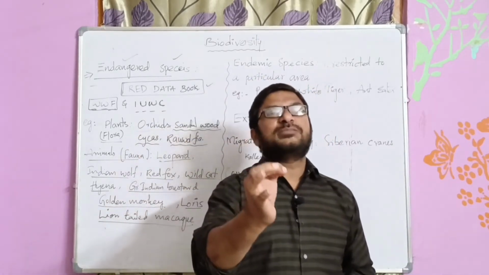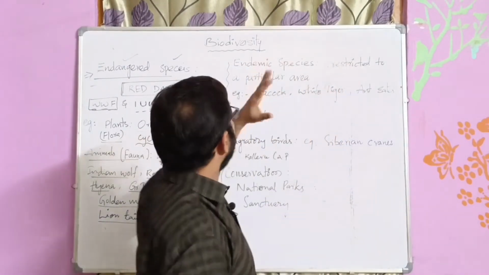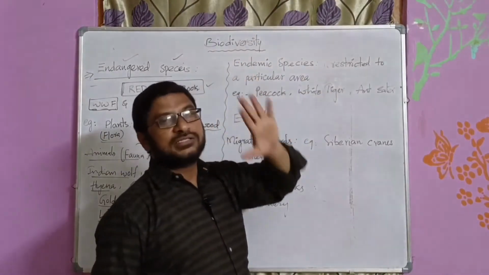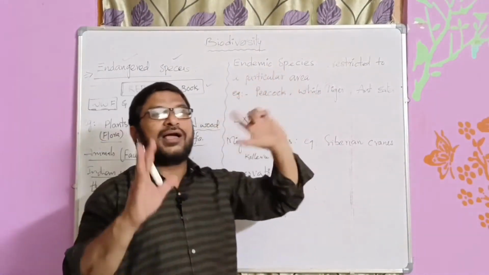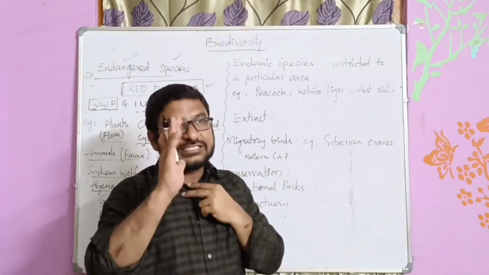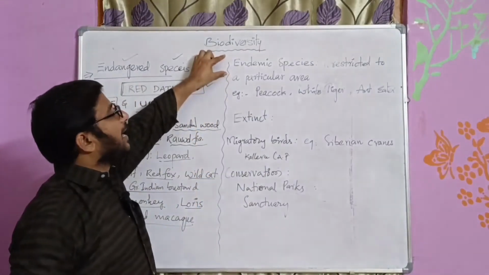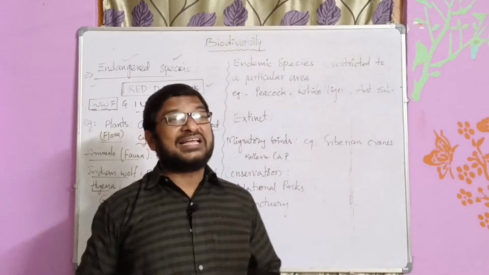Peacock is the endemic species of India. Like this, these are the examples of endemic species. See, these are restricted to a particular area only. In that area only we will get them, we can see them. Such type of species are called endemic species. Next, there will be a question like this.